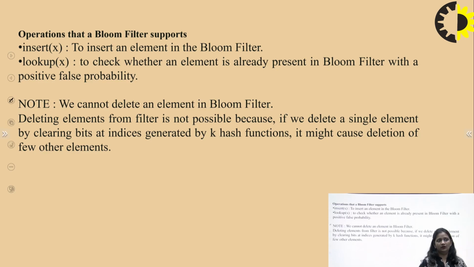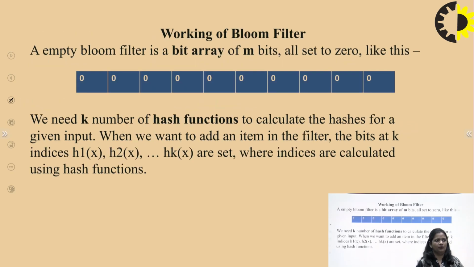And we cannot delete an element from the Bloom filter. It can be noted that we can insert or check an element in the Bloom filter, but we cannot delete an element. Deleting an element from the Bloom filter is not possible, because if you delete a single element by clearing its bit, it might clear bits set by the k hash functions and result in the deletion of a few other elements. So deletion in the Bloom filter is not possible. There are only two operations possible in the Bloom filter: the insert operation and the lookup operation.